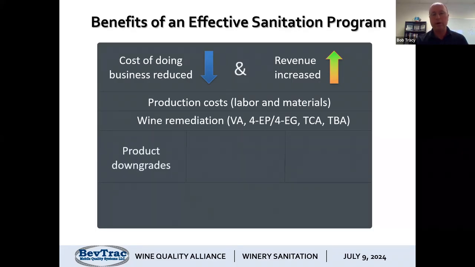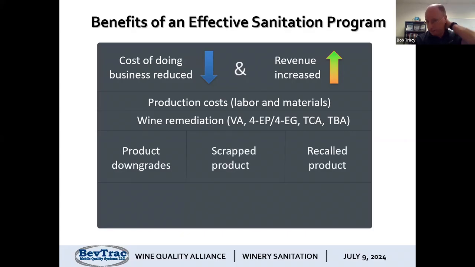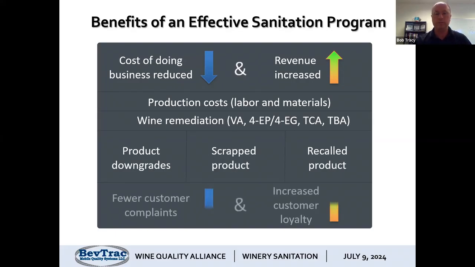You won't have to deal with product downgrades, scrapped product, or recalled product. So the recalled product comes in with finished products. And I see this quite a bit where you have secondary fermentation in bottled product, and so they have to recall the product. And when this happens, this is very costly. So you won't have to recall product if you have effective sanitation practices. You'll have fewer customer complaints and increased customer loyalty.